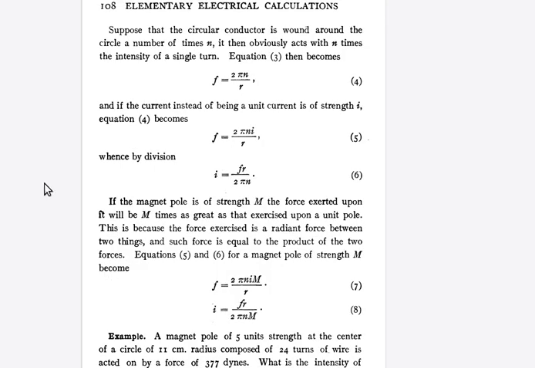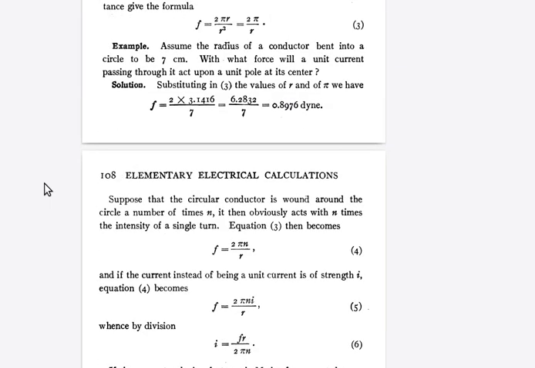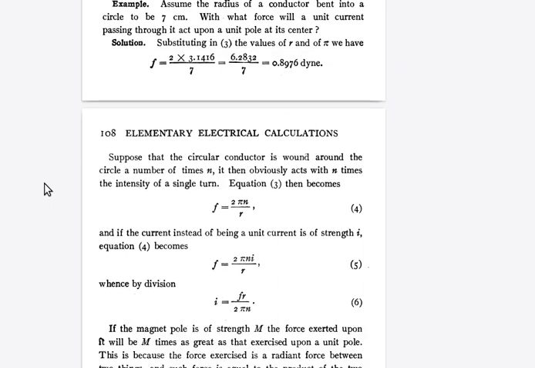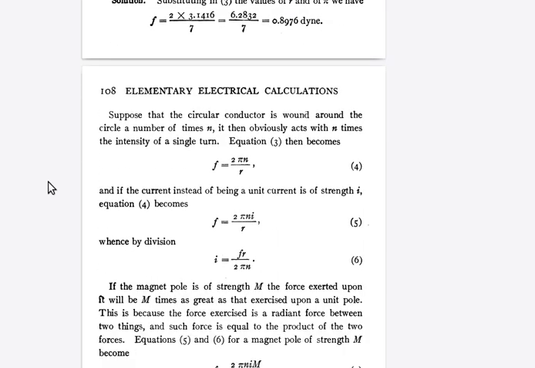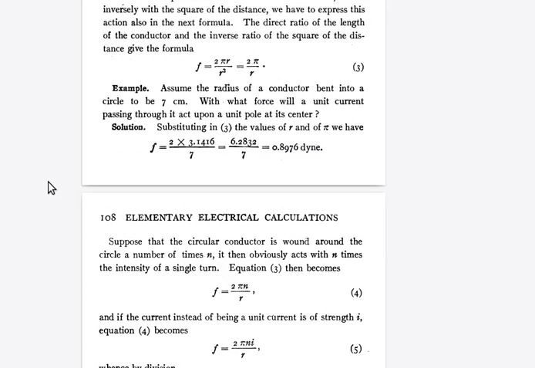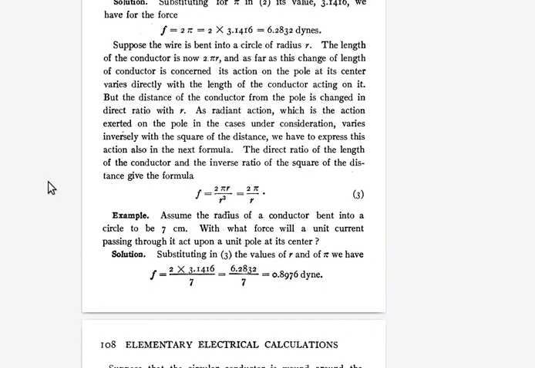Continuing, the variation of force with radius, turns, and current strength. Suppose the wire is bent into a circle of radius r. The length of the conductor is now 2 pi r, and as far as this change of length is concerned, its action on the pole at its center varies directly with that length. But the distance from the pole also increases with r, and since radiant action varies inversely with the square of the distance, we must account for both.